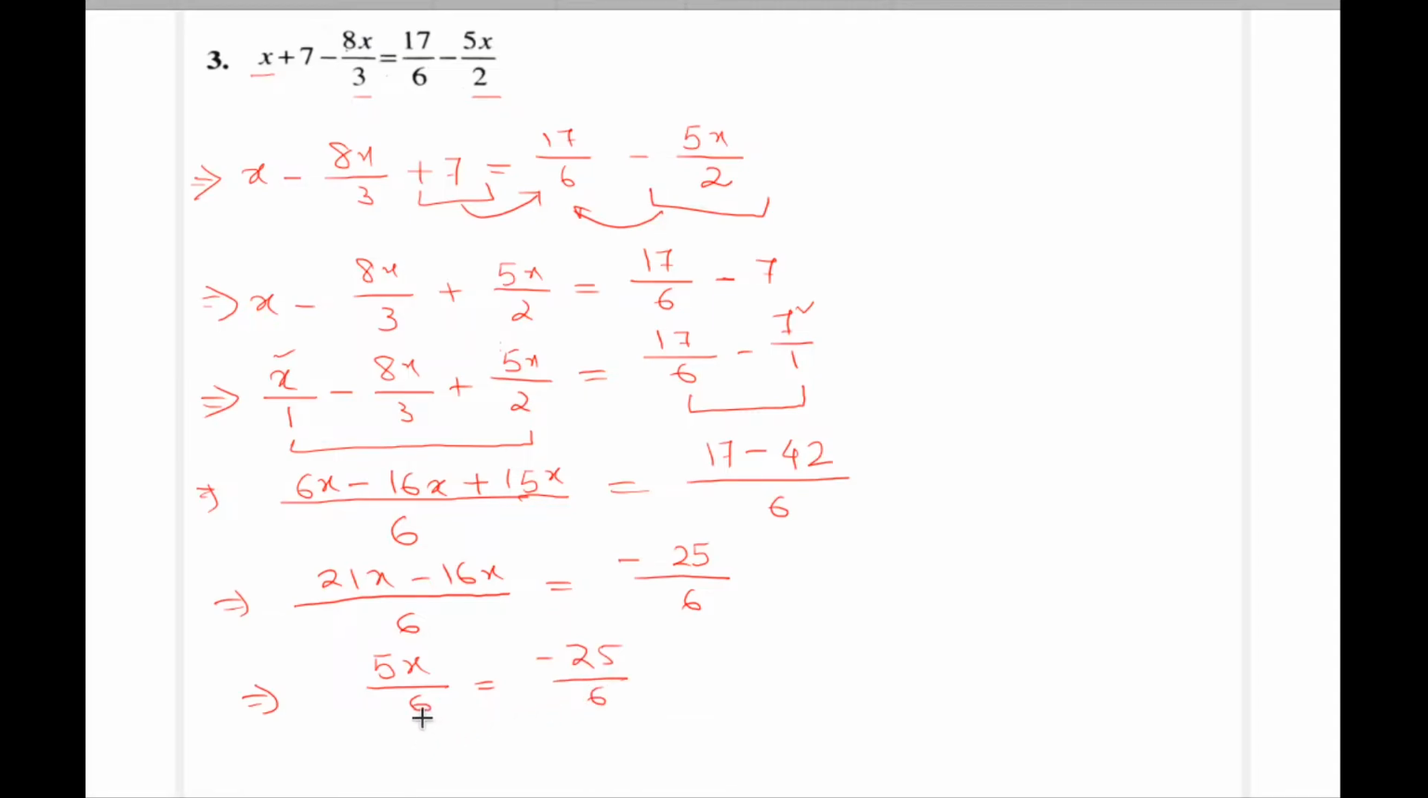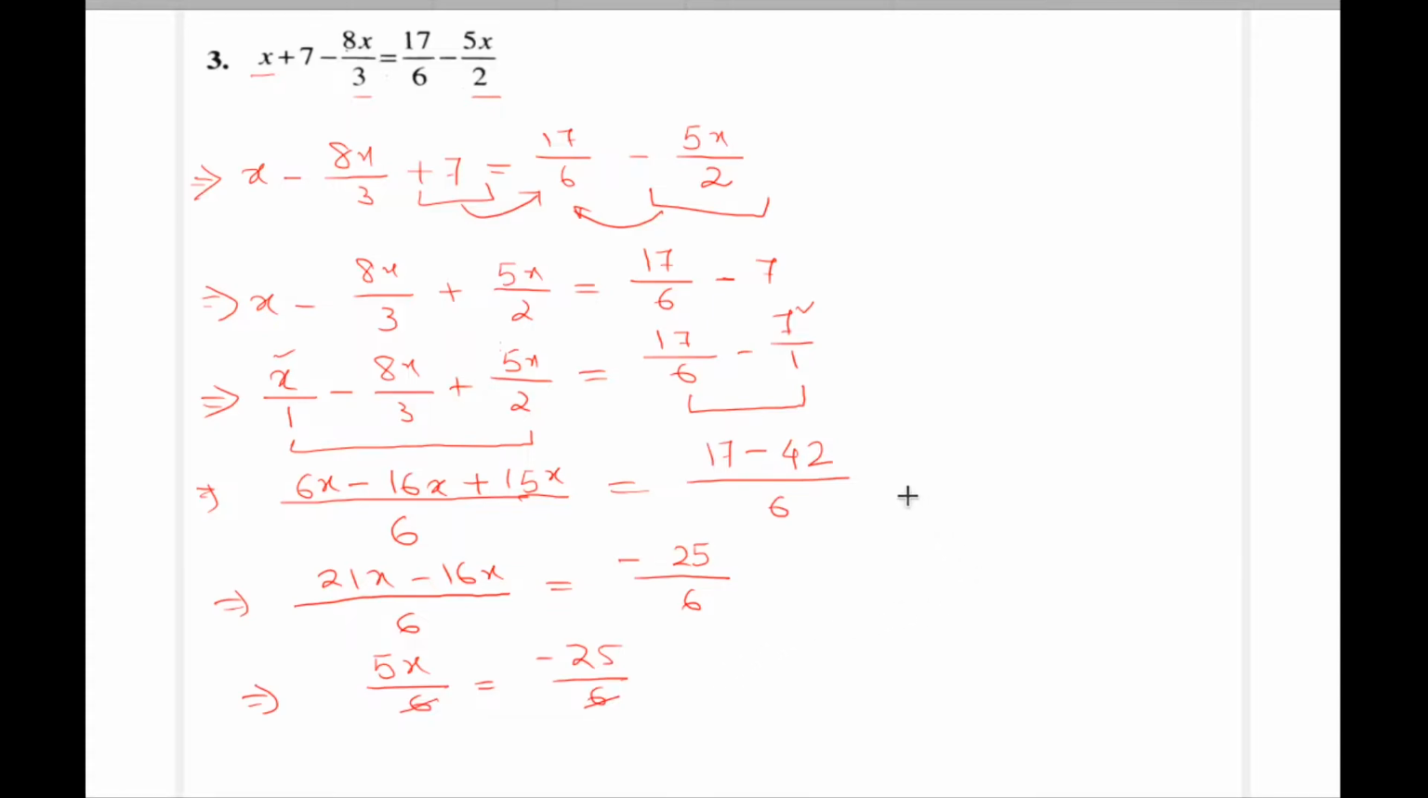Now see, here 6 is there in the denominator on both sides. So we can directly cancel it out. As no other operation is there, that means plus, minus, nothing is there, only 5x by 6 equals minus 25 by 6. So see, in the denominator simply nothing is there, only 6 is there. So that's why we can cancel it out.